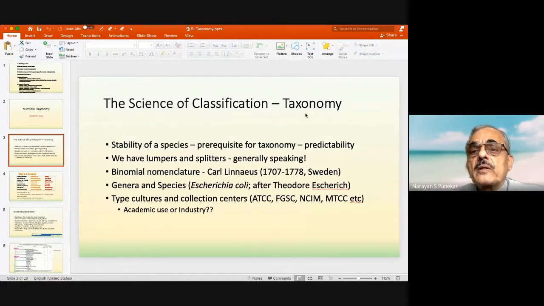One of the prerequisites for taxonomy is that an organism should breed true. That means it should consistently show the same phenotype, same kind of features throughout its living state as well as after a number of generations. So the stability of the species is a prerequisite for taxonomy. You should be able to predict, okay, this kind of a feature means this organism. For example, if there are two animals which look like a horse, one has stripes and one doesn't, then we know what the difference is, right? One is a zebra and the other one is probably a horse.